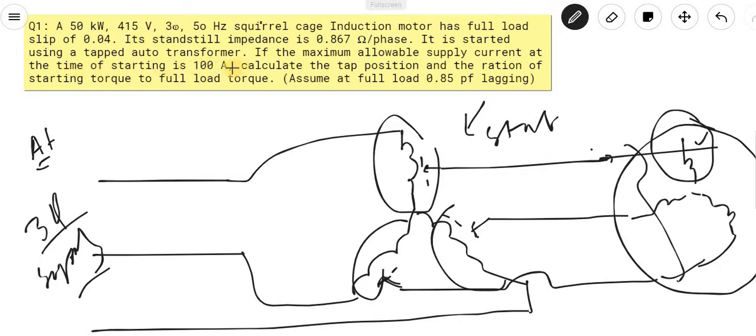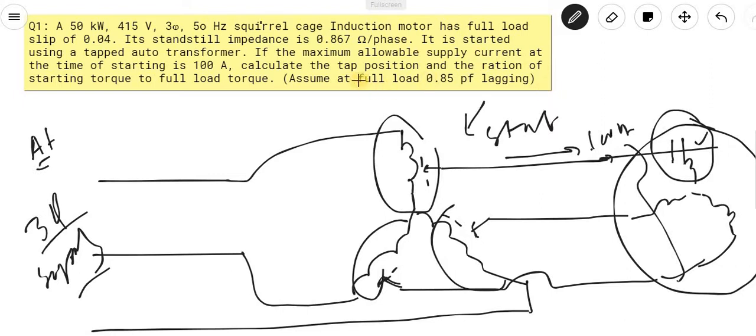100 amperes. That means at starting, a maximum of 100 ampere current can flow, which we can allow. Calculate the tap position and the ratio of starting torque to the full load torque. At full load, the motor works at 0.85 lagging power factor.